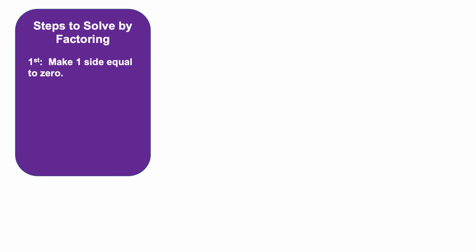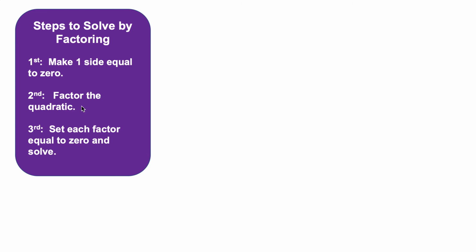So first off, make sure that one side is equal to 0. This is basically what we did in the past when we figured out that solving a quadratic is the same thing as finding its x-intercepts. So when we make one side equal to 0, that's the same thing as us saying that y is equal to 0. So 0 out one side. Second step is if it's not factored already, make sure it gets factored. That way you have those two parentheses that you can break apart like we did in last lesson. And then set each factor equal to 0 and solve.